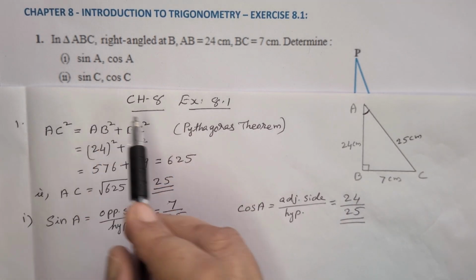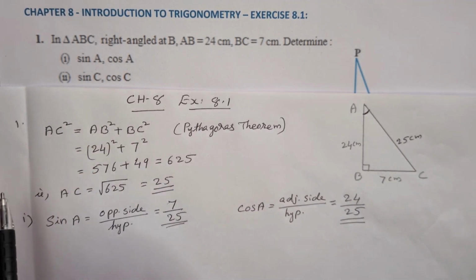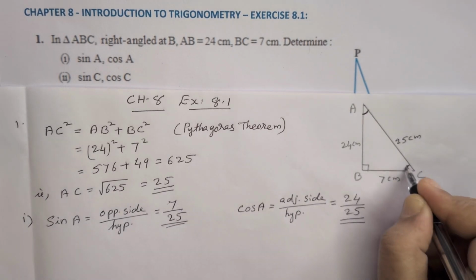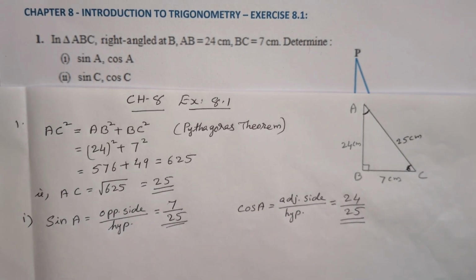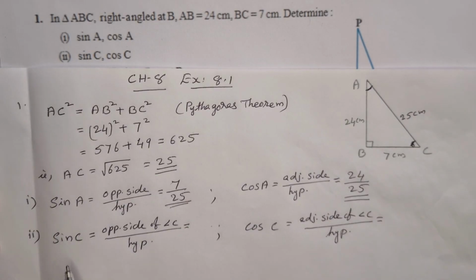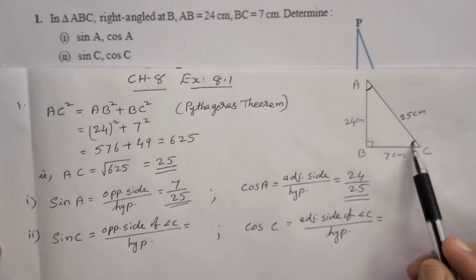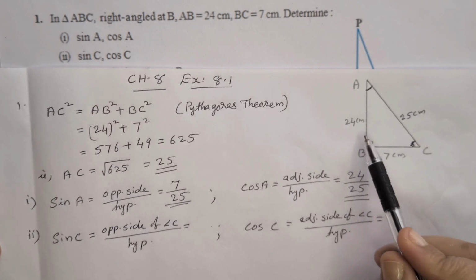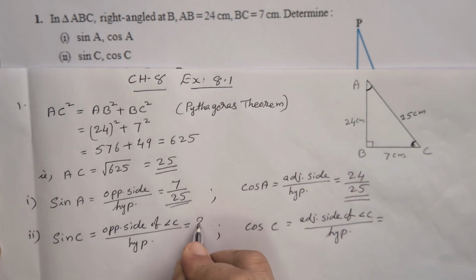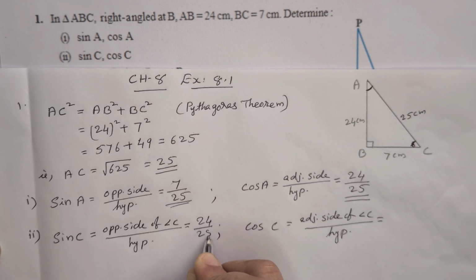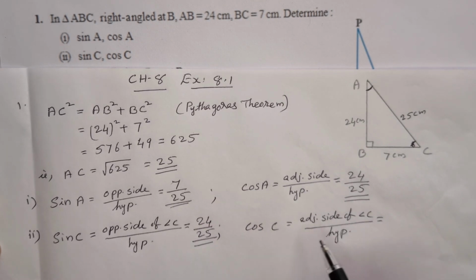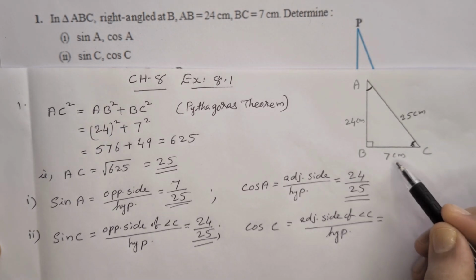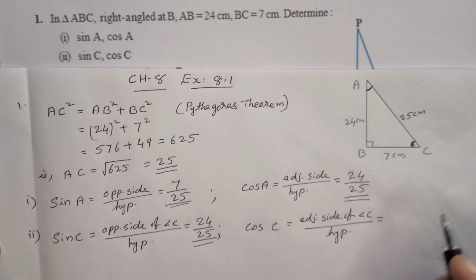Now the second question, same way, we have to find sin C and cos C. That is based on angle C. Sin C means, based on angle C, opposite side by hypotenuse. So 24 by 25. Cos C, adjacent side of angle C. Adjacent side is this one by hypotenuse. So 7 by 25.